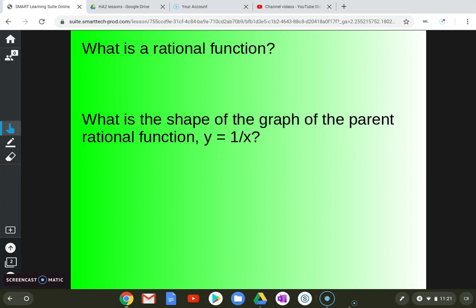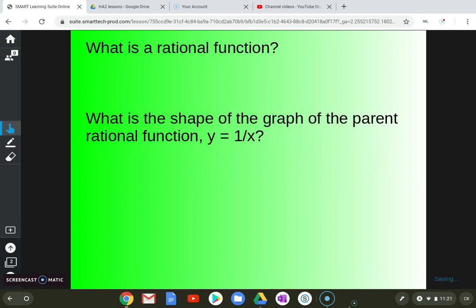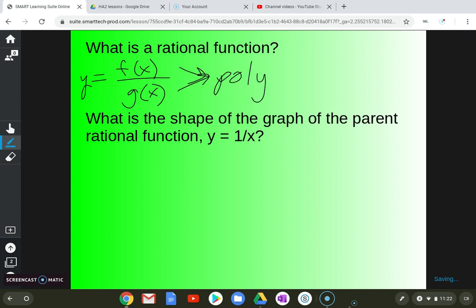A rational function is a function of the type y equals f over g. It's like a quotient of two functions where both f and g are polynomials. So it's a quotient of two functions that both are polynomials.